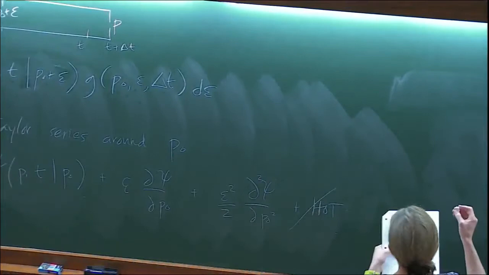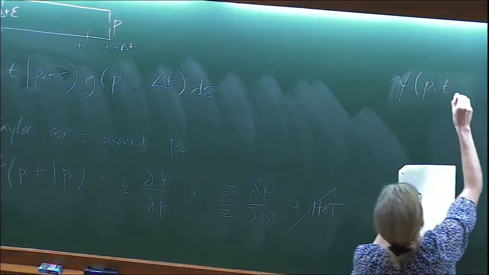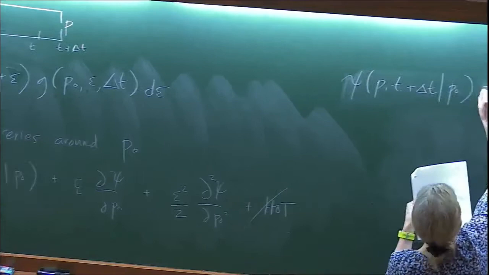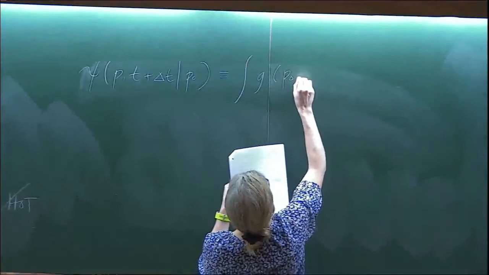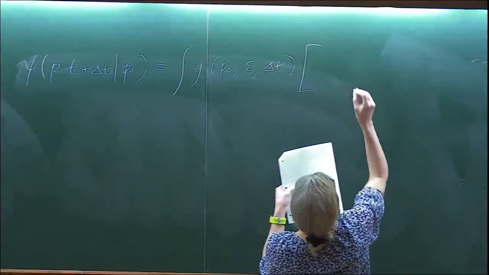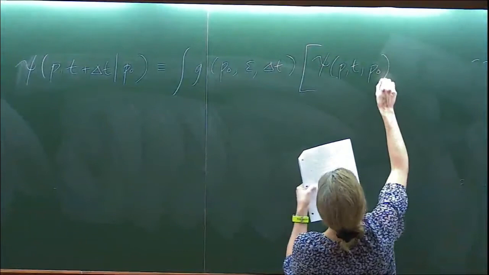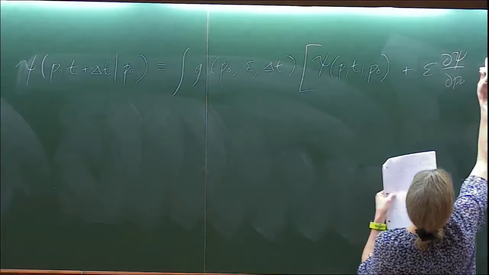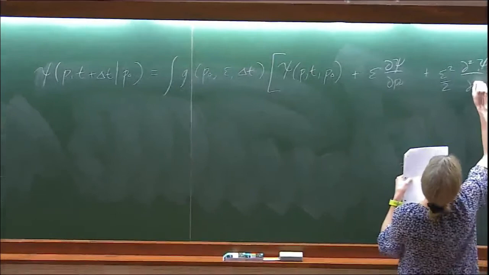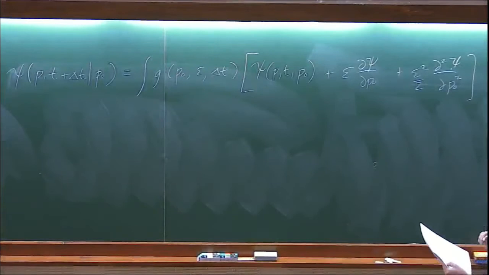You maybe don't want to write this whole thing out, but I will do it for us. P(T plus delta T) given P0. Integral, let's put the G in front. G(P0, epsilon, delta T), and then psi of PT, P0, and here's our Taylor series, di psi di P0, di squared psi di P0 squared, d epsilon.